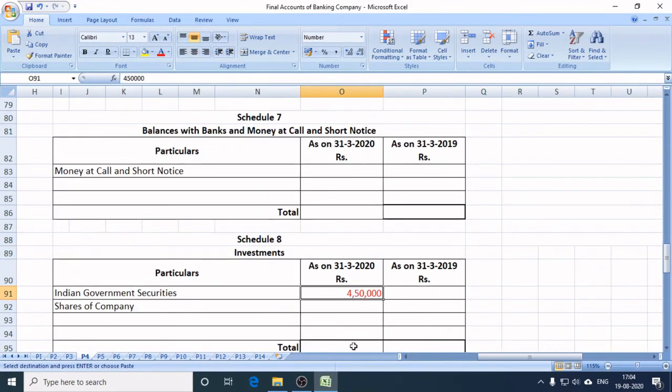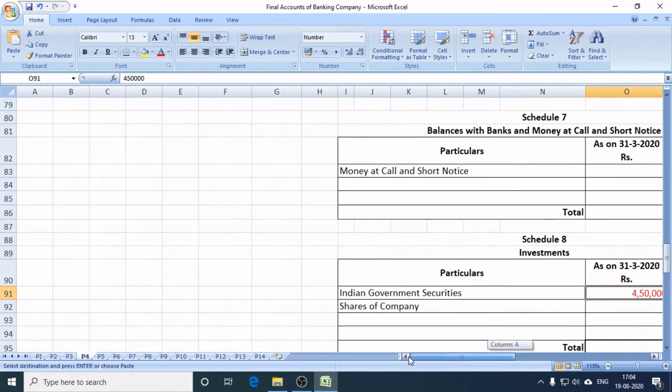Now let me tell you one thing. If you get an adjustment like in the problem, so the market value of Indian government securities is, let's say, 4 lakh, and the book value is 4 lakh 50,000. In that case, always show the market value in the inner column in a bracket, and always consider the book value for the calculation. In any case, as far as Indian government securities are concerned.